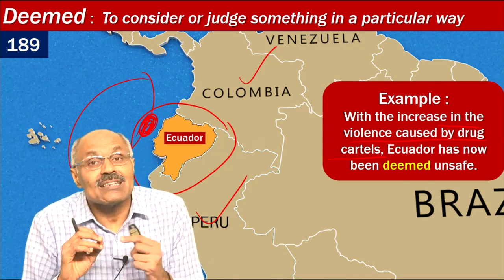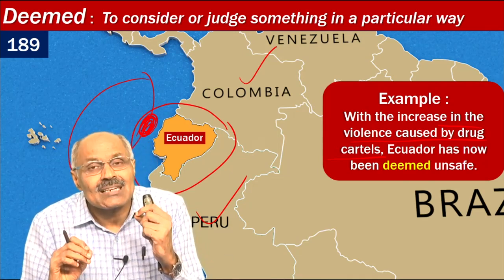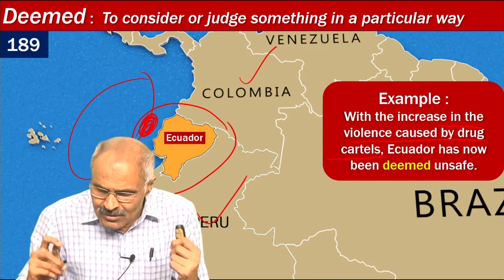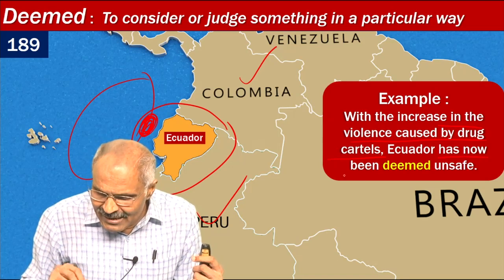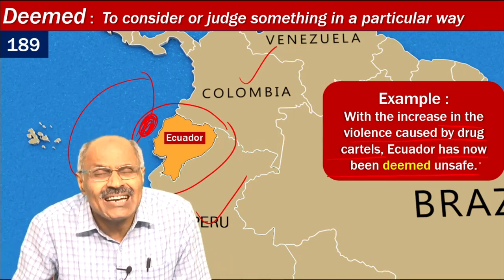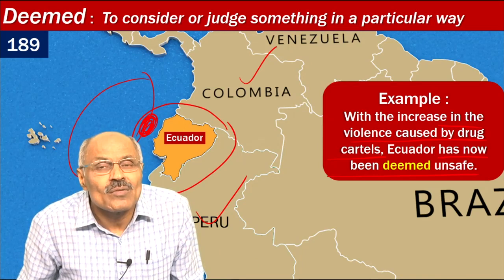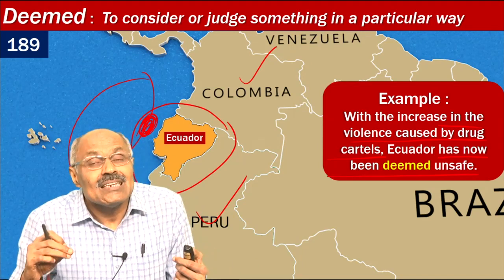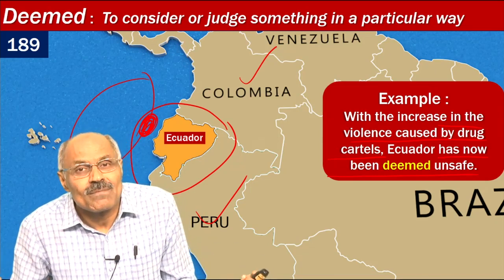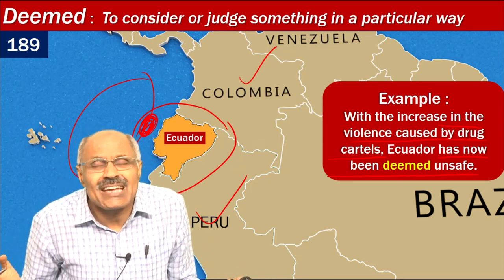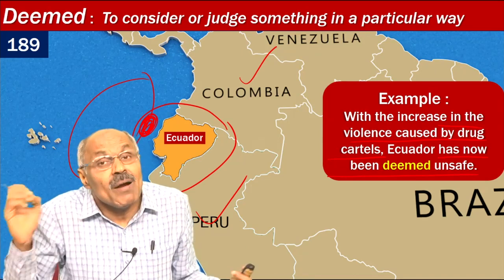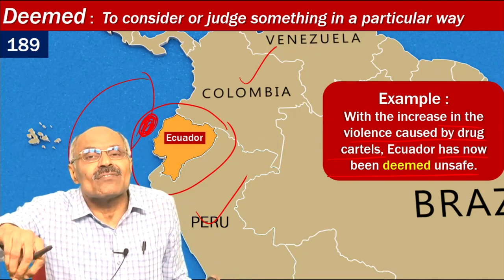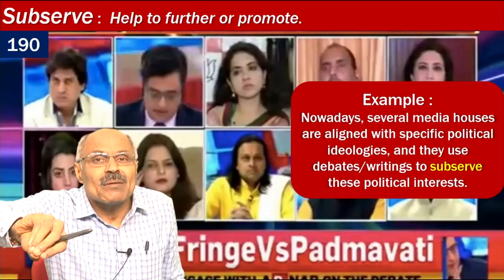Let us come back to the discussion. Recently, the drug cartels' violence increased in Ecuador. So you can say Ecuador is now deemed unsafe, considered unsafe. When somebody is traveling to Ecuador, normally people say it is deemed unsafe. Though not officially declared unsafe by the government, because of the drug cartel activities, it is considered unsafe. It is judged in that way by the people.